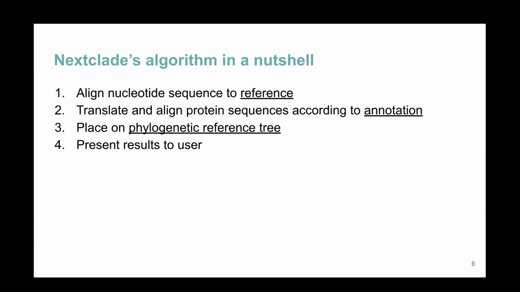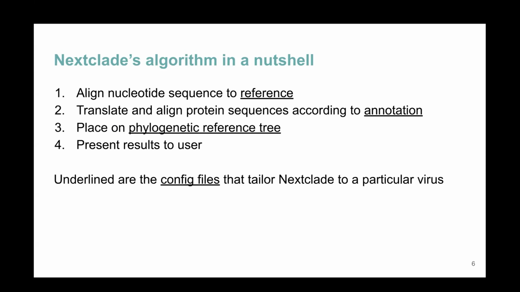And I've underlined here the key config files that we use to adapt Nextclade to a particular virus. Nextclade itself is agnostic to the exact virus you use. It's done in a way that it works for Mpox because you have some config files that make it work for Mpox. If you switch out the reference and the annotation and the reference tree, it works for SARS-CoV-2. So those are really the three types of key files you need to provide for it to work with a new virus. And we call this set of config files a dataset.